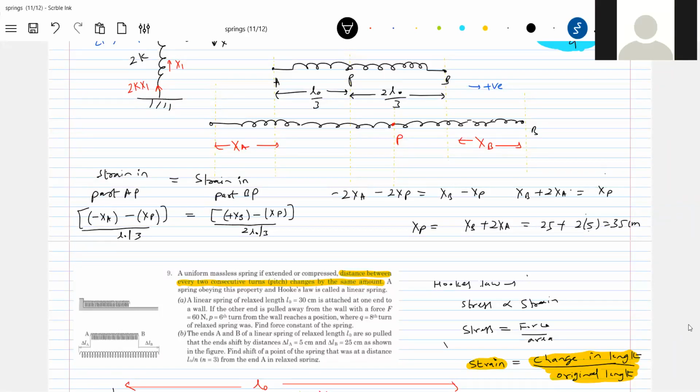Sir, we'll get XP negative, sir. Okay, no, don't bother about the answer. I'm asking you to look at this equation. Look at this equation. Don't bother about the answer, whatever the answer. Let's come to this. Is this properly applied?